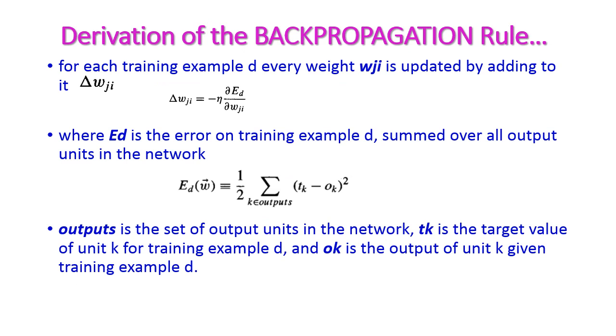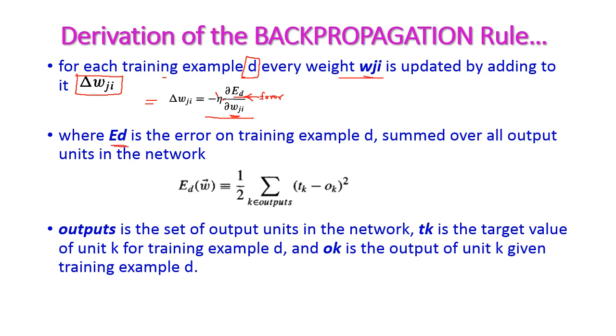Here for each training example D, we need to update the weight wji. How do we update this weight? By adding this delta wji. Computing delta wji is minus learning factor into dEd by dwji. Ed is nothing but the error of this corresponding weight.